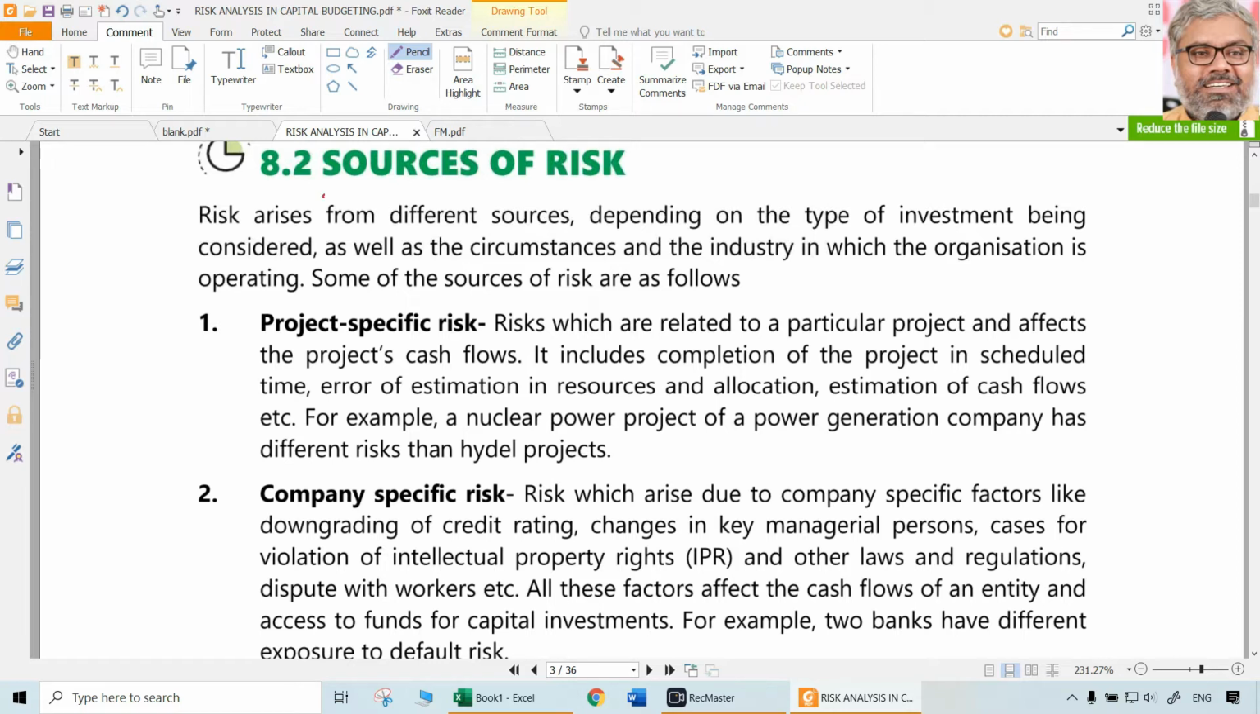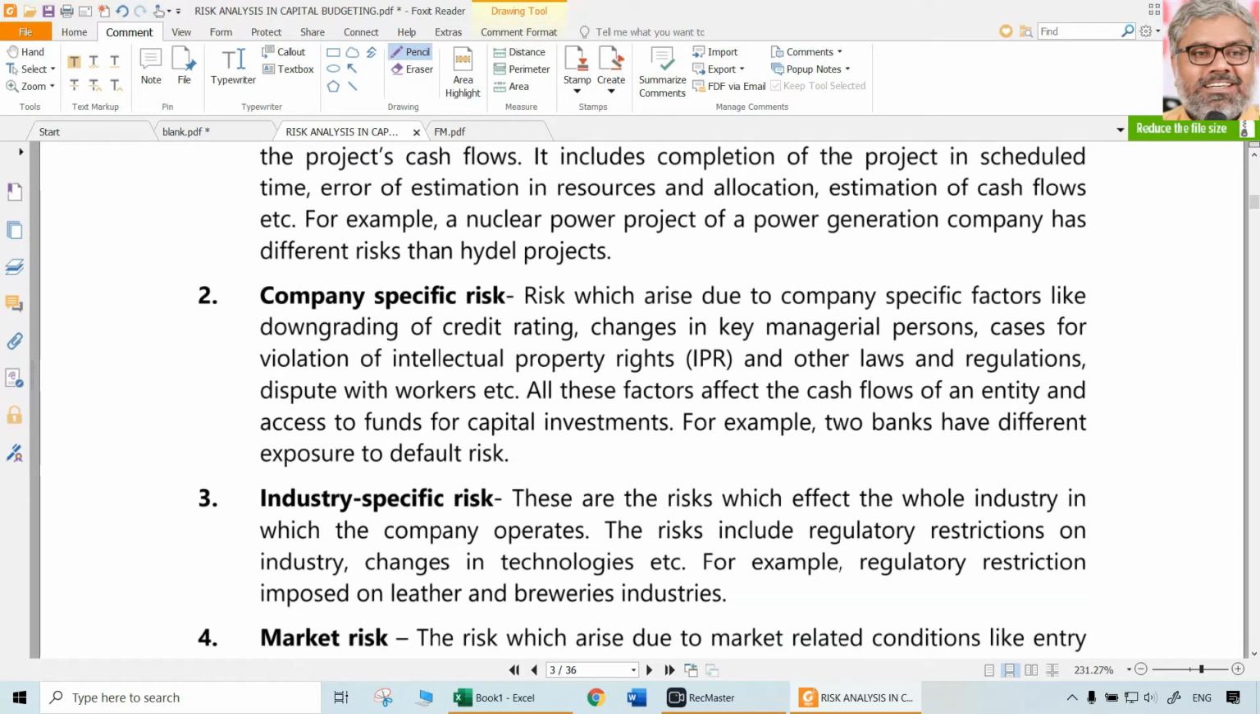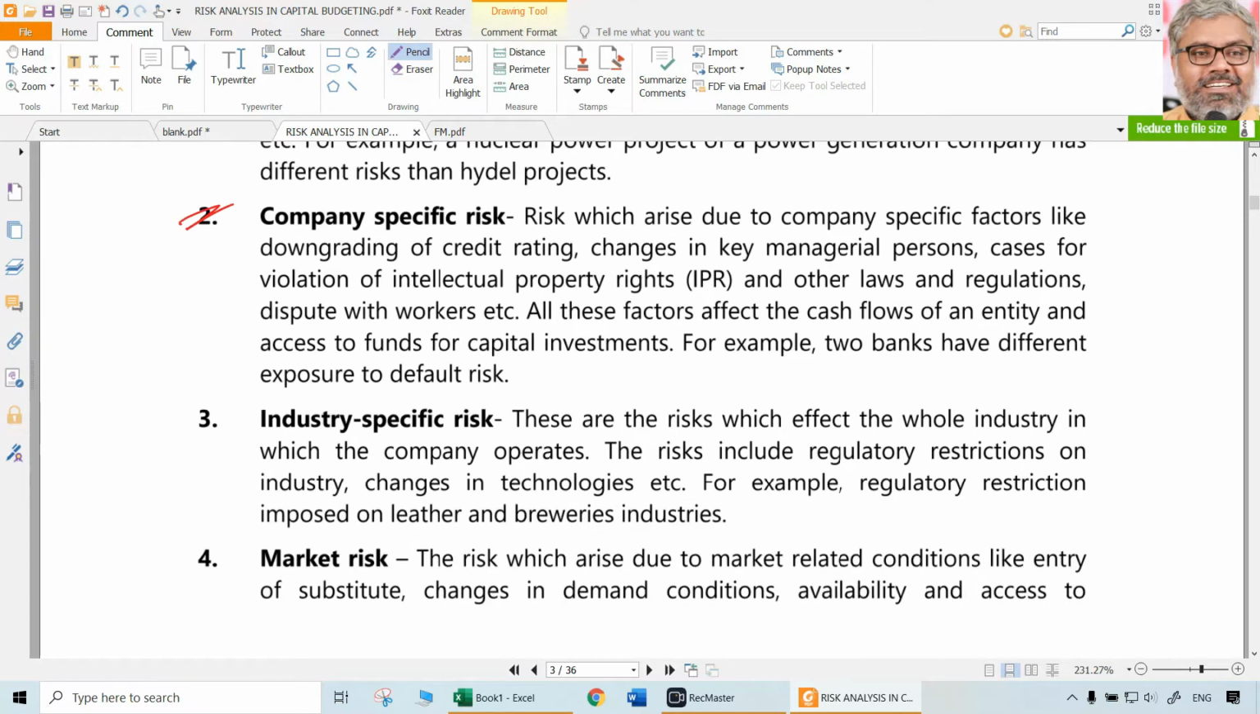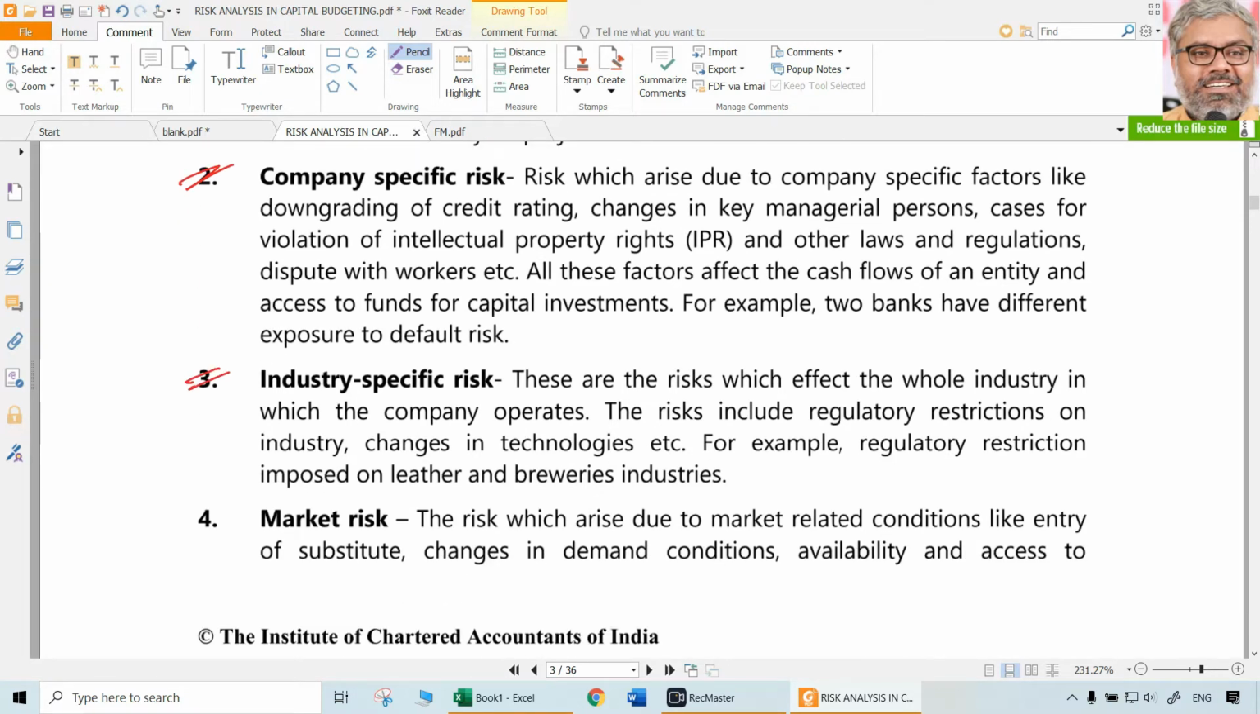Then there are different sources of risk. We can generally go through them. Certain risks are project specific risks, which are related only to that particular project. Certain risks are related to the company which is actually undertaking this project. So some project specific risks will be there. Company specific risks will be there. Industry specific risks will be there. All industries will not be of the same risk. They will have different risks.